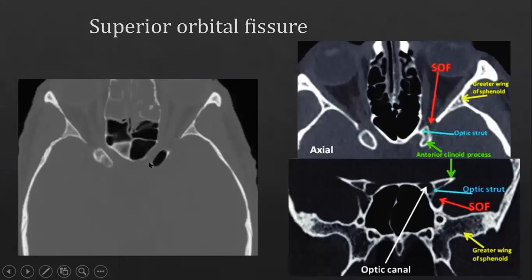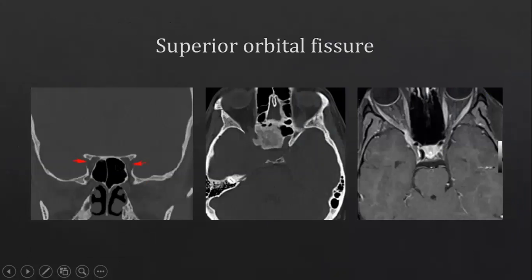So here is the anatomy again. This is the anterior clinoid process, optic canals, anterior clinoid process, which is pneumatized, optic canal. These are the superior orbital fissure. So we are round about this level over here, the optic canal, which is medial, and the superior orbital fissure, which is lateral. Just some clinical examples to share.